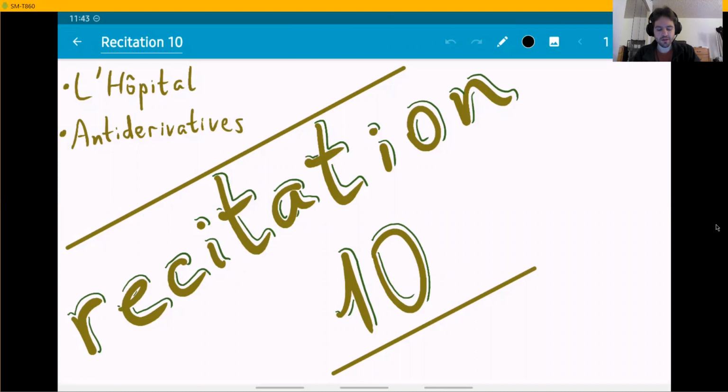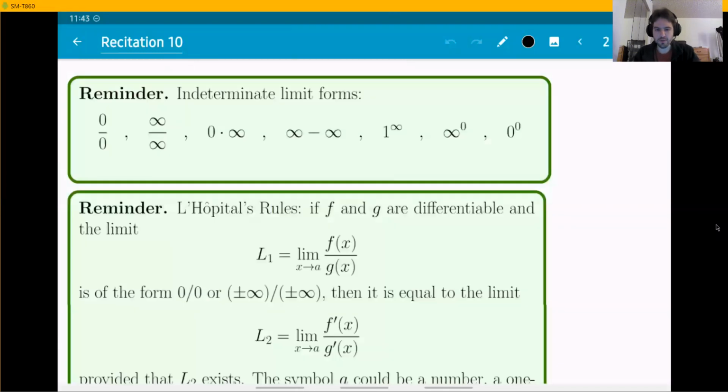Our plan for today is mostly going to be the L'Hopital rule, and towards the end, a few exercises about antiderivatives. So I'm going to start by reminding you what the L'Hopital rule is, or are if you want to call them rules. So basically, when we are computing limits, there are certain forms which are called indeterminate forms. I have a list of all of them up here.